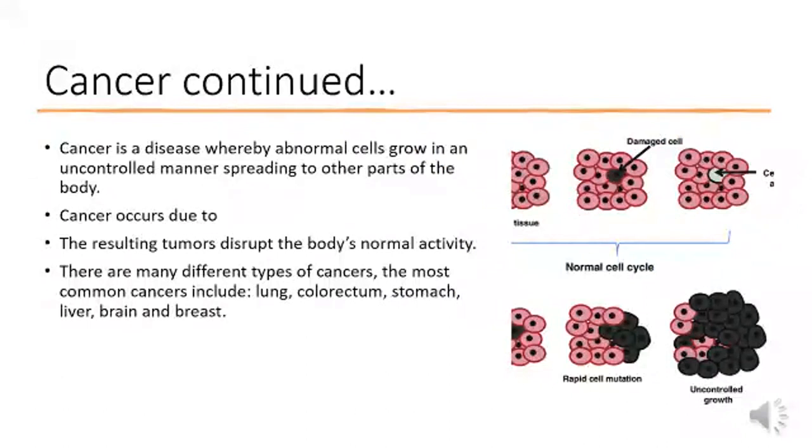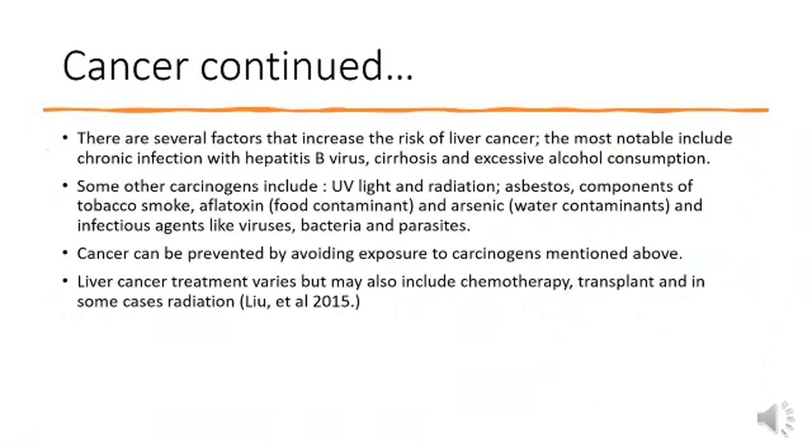Cancer is a disease whereby abnormal cells grow in an uncontrolled manner as a result of failure in the programmed cell death. The resulting tumors spread to other parts of the body, disrupting the body's normal function. The most common cancers include lung cancer, colorectal cancer, stomach cancer, liver cancer, brain cancer, and breast cancer. Our main focus will be liver cancer.